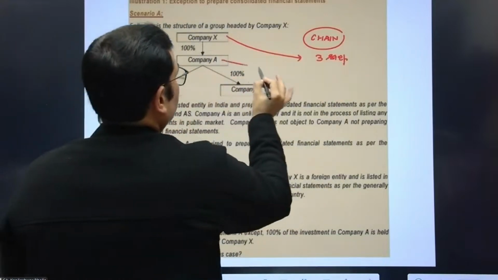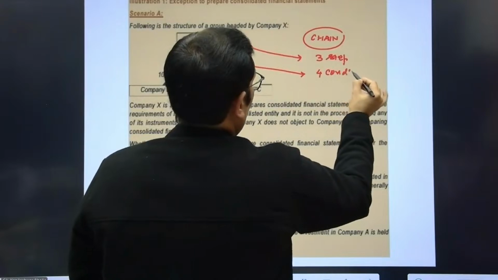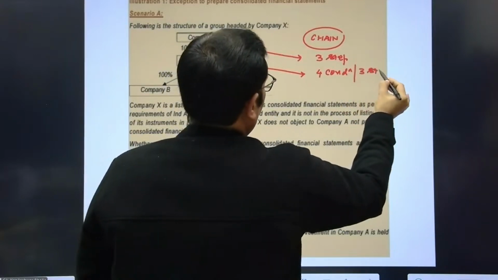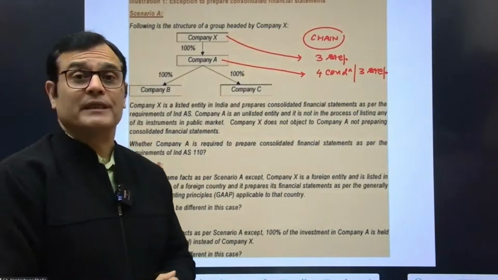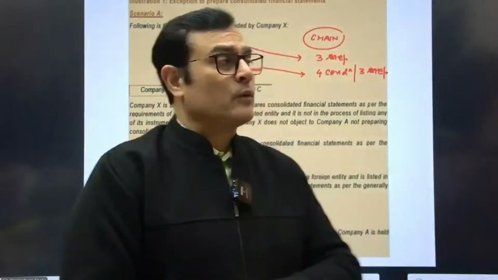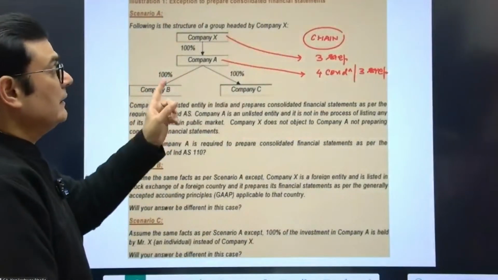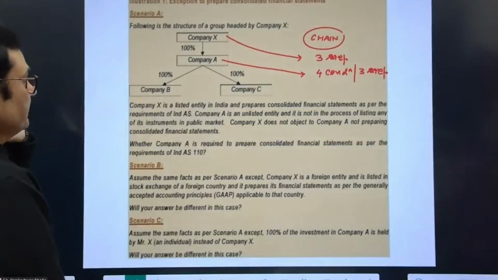And if the focus is on company A, I'm looking at the 4 conditions, or I'm looking at the 3-step model, as the case might be. I hope my points are very clear. Yes, sir. When I'm looking at the top company, the 3-step model comes into play. And when I'm looking at the middle company, the 4 conditions or the 3-step model, as the case might be.